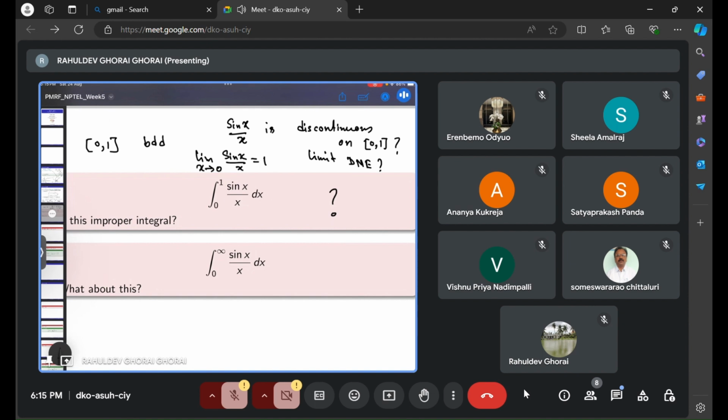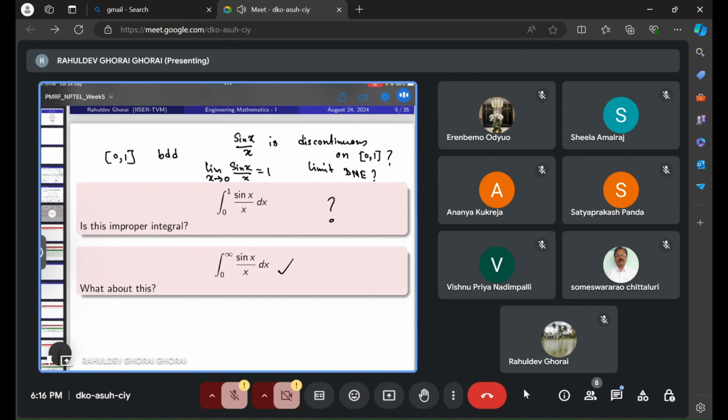So the thing is, the limit of sin x over x exists always in 0 to 1. So the integral here is not an improper integral, it's a proper integral. The value and all we will see how to find later maybe, but at least you can say it is not an improper integral. Right? You understand? So if that is so, then what about this one? Sin x over x, 0 to infinity.